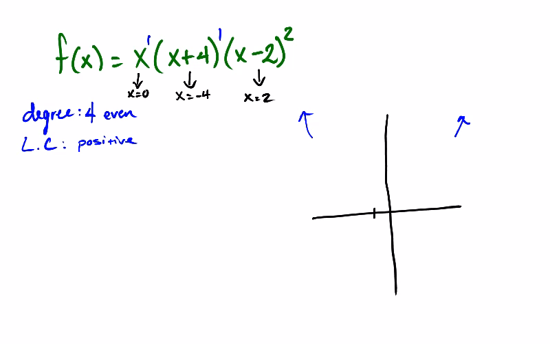At negative 4, we've got an x-intercept. At 0, we've got an x-intercept. And at 2, we've got an x-intercept. And so what I'm going to do is state what the graph is going to do at each x-intercept. Based off of this 1, that's an odd number of times. So if it occurs an odd number of times, I know that this one will pass through the x-axis.